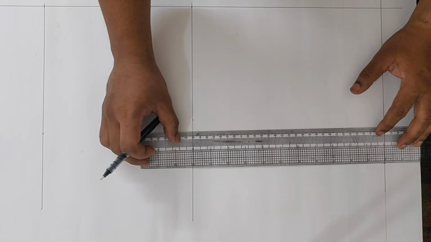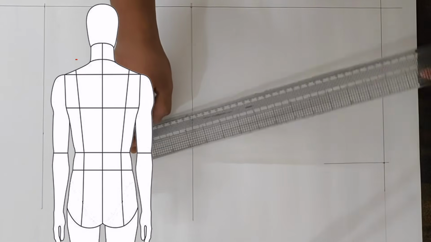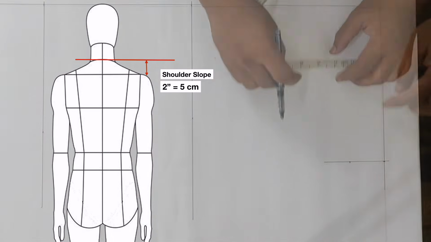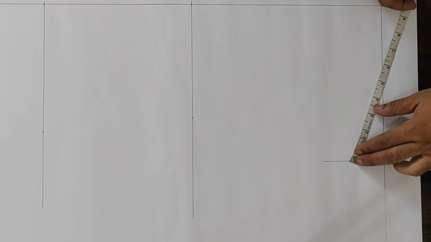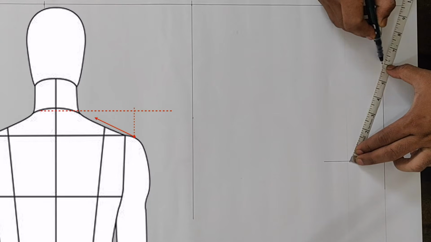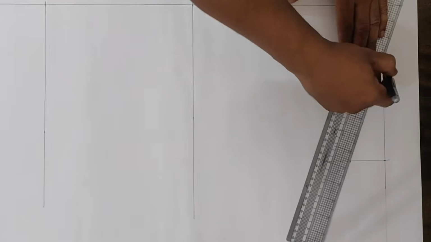Next, place the shoulder slope measurement. To place the shoulder slope, draw a square down at the shoulder edge position and place 2 inch or 5 centimeter as the shoulder slope measurement. After defining the shoulder slope position, next we will place the shoulder measurement. In my pattern, the shoulder measurement is 6 inch. Place the same measurement from the shoulder slope position on the shoulder to shoulder line and draw the shoulder line by joining both points.